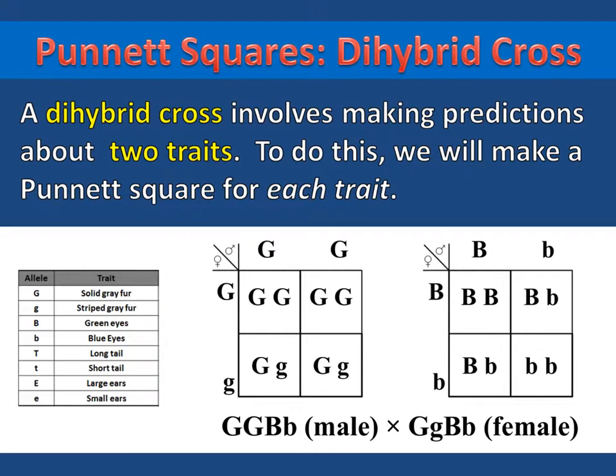All right, number 9. How many traits do dihybrid crosses make predictions for? Well, it is called dihybrid. Now the prefix di means two. So if it is a dihybrid cross, it involves making predictions about 2 traits. Number 9, how many traits do dihybrid crosses predict for? 2. Number 9, 2 traits.